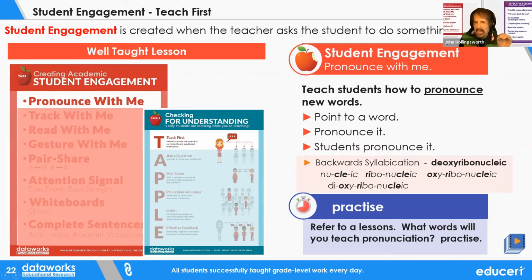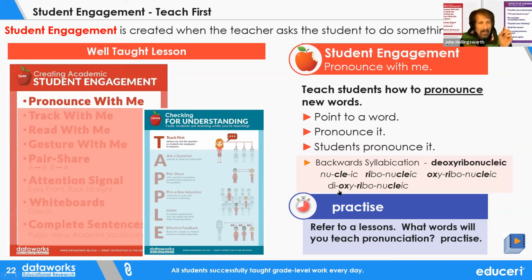All right, now this is just one more trick you can use. It's called backward syllabication. This is a very long word that's difficult to pronounce or read. So I'm going to start from the back end of it. I'm going to say it, you're going to say after me. Nucleic. Your turn. Nucleic. Now, ribonucleic. Your turn. Ribonucleic. Okay, now I'm going to add one more. Oxyribonucleic. Your turn.